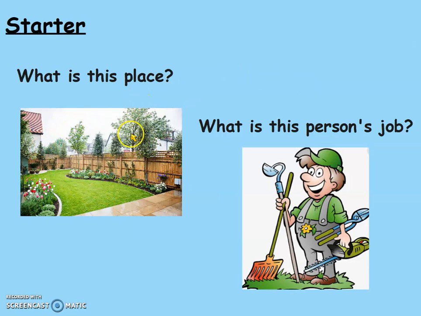So first, what is this place in this photo? What is it called? The bit of space outside of your house. Do you know? And what about this person? What do you think his job is? We can see that he's got lots of equipment. What could the equipment be for? So the place in this photo is called a garden. And this person's job, he is a gardener.